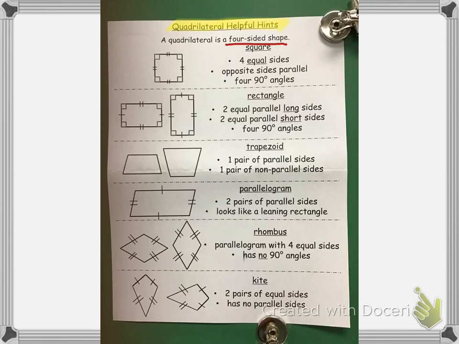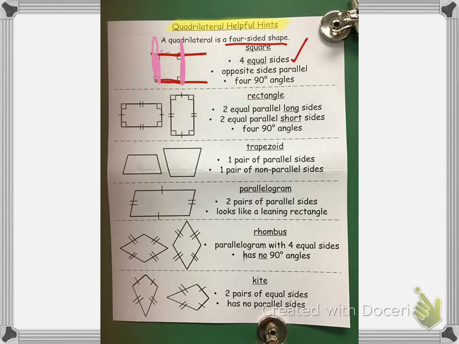It has four equal sides. Opposite sides are parallel. So what that means is that this side and this side, if these two lines were to keep going on forever and ever, they would never, ever touch each other. That means they're parallel. Now, what that also means is that this side right here and this side right here, if those lines were to keep going on forever and ever, they would never touch each other. They would never intersect or they would never cross each other. So that means that they are parallel.